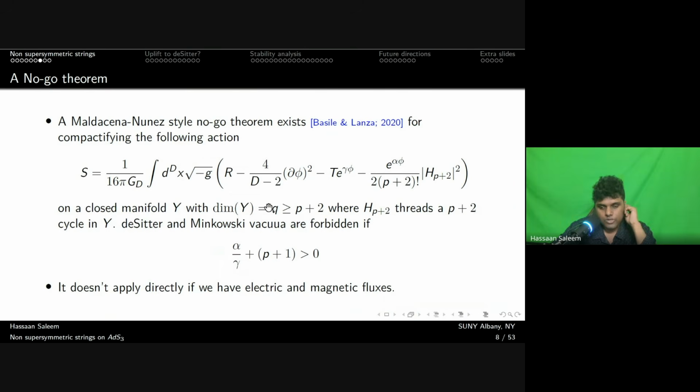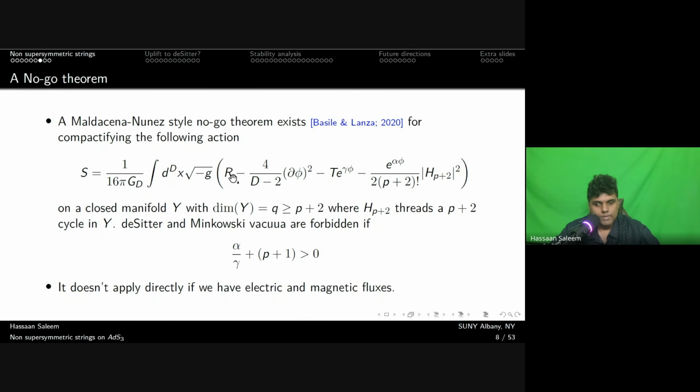Now there is one no-go theorem that I would like to mention here. There is a very famous no-go theorem when it comes to getting de Sitter from some compactifications. That no-go theorem is called the Maldacena-Nunez theorem. It came in 2001, and the argument is pretty simple, actually. It doesn't even assume supersymmetry. There is a very similar kind of theorem that was proven by Basile and Leone in 2020, and they proved it for the following action.